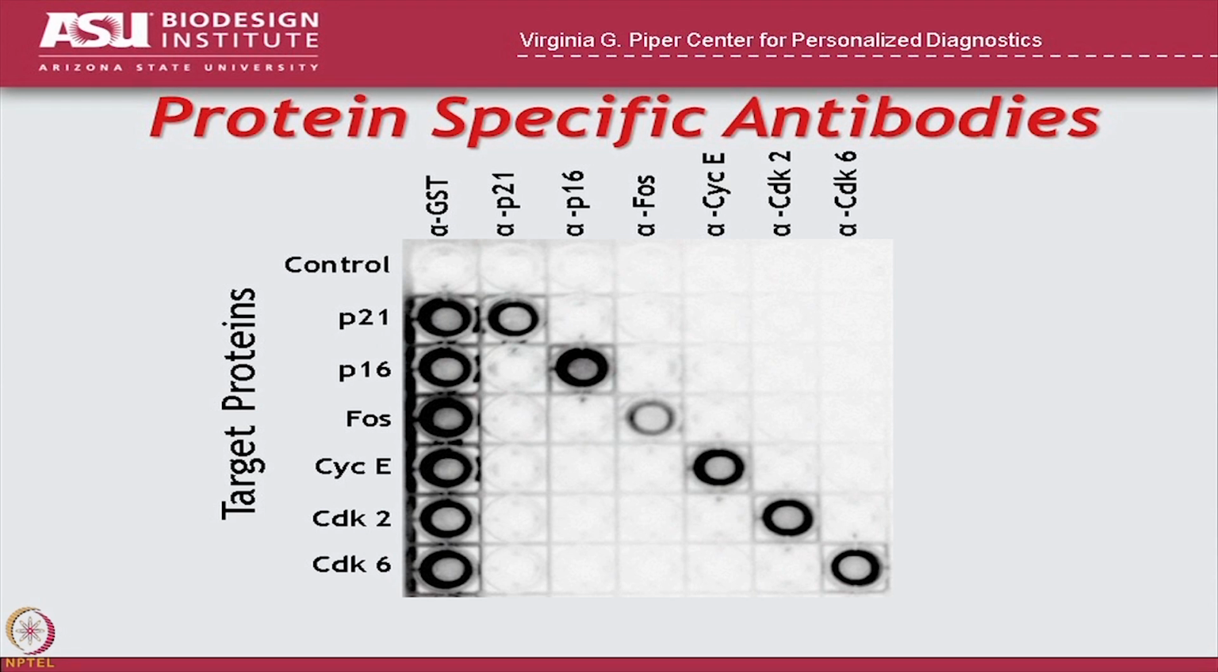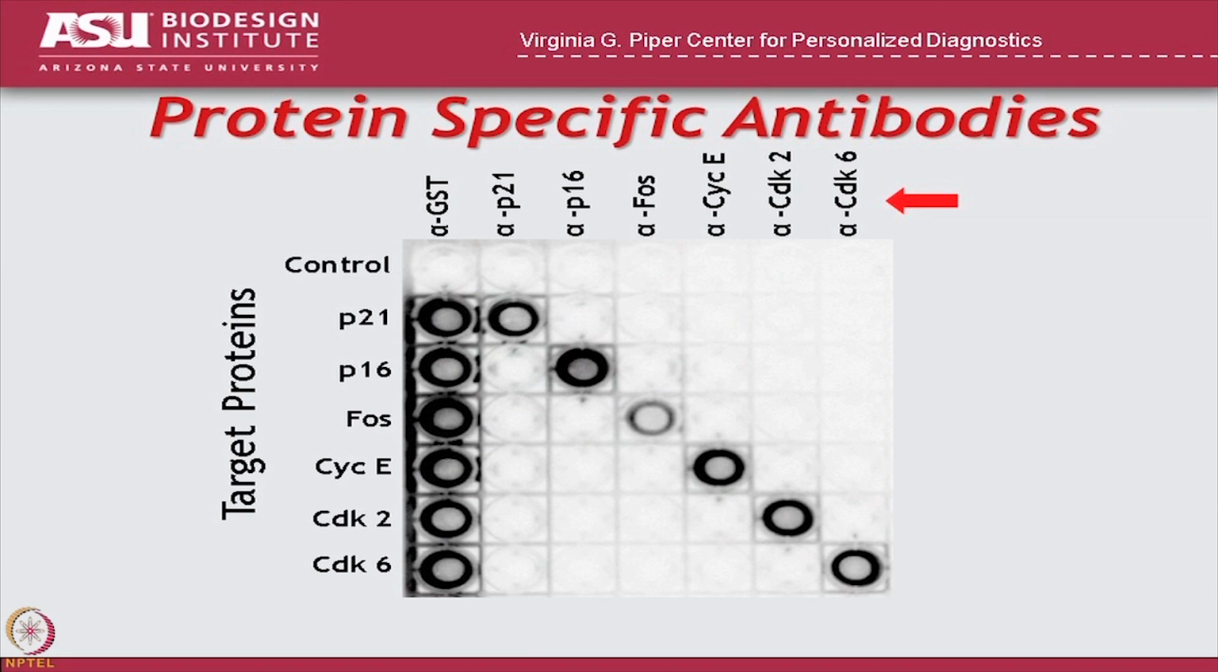And so the proteins that we make all have a GST tag at the C terminus. Remember, we talked about you always have to have a tag. So these guys all have a tag. And so if we make the protein in these wells and we probe them with an antibody that recognizes the tag, they all light up, right? But if we probe them with antibodies that are specific to each individual protein, then only the P21 lights up at P21, only the 16 lights up at 16, only the FOS, and so on and so forth. So depending on what you use as your antibody, you only get that signal.